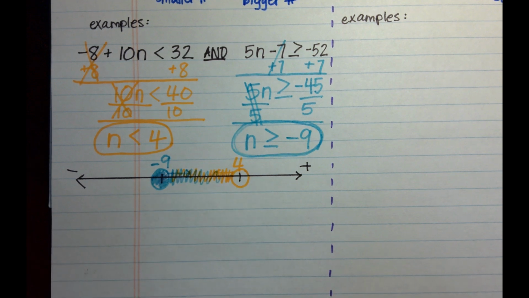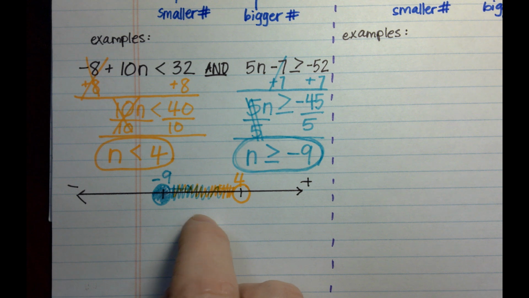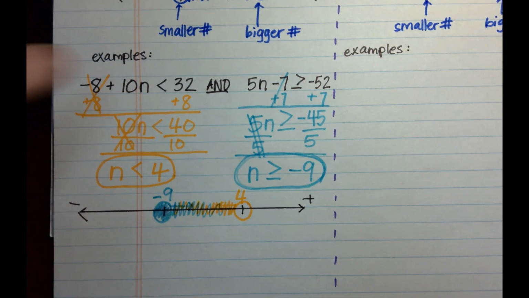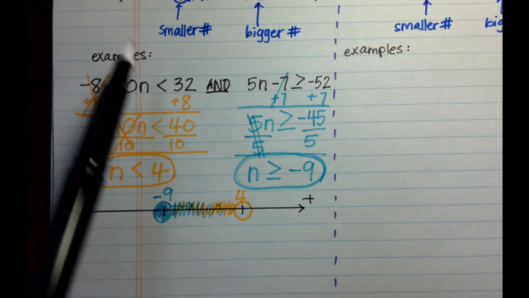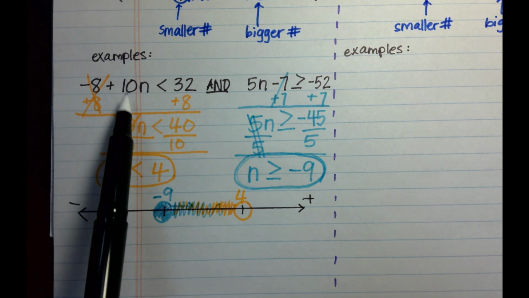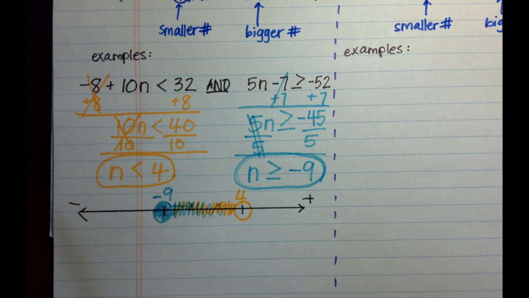And what that means is if I were to put a number in for n, like 3, for example, when I plug it back into the inequality, I will get a true statement. Negative 8 plus 10 times 3 is going to be less than 32. Hopefully. Should be.